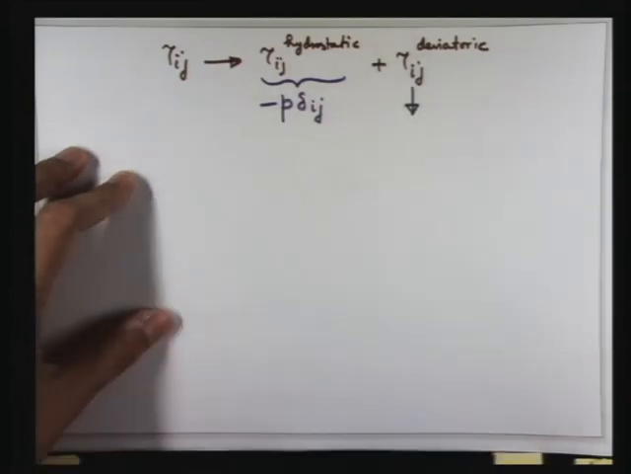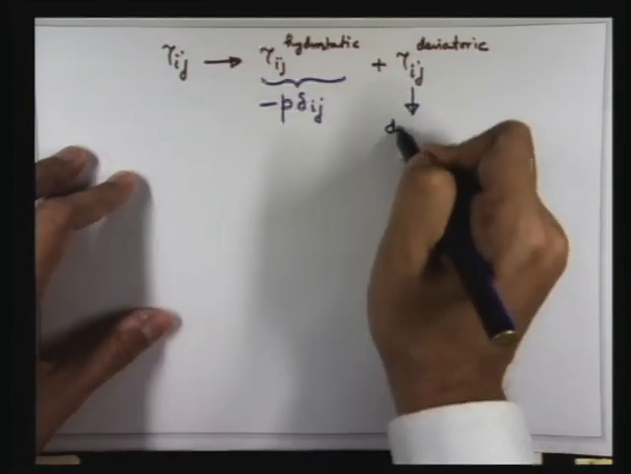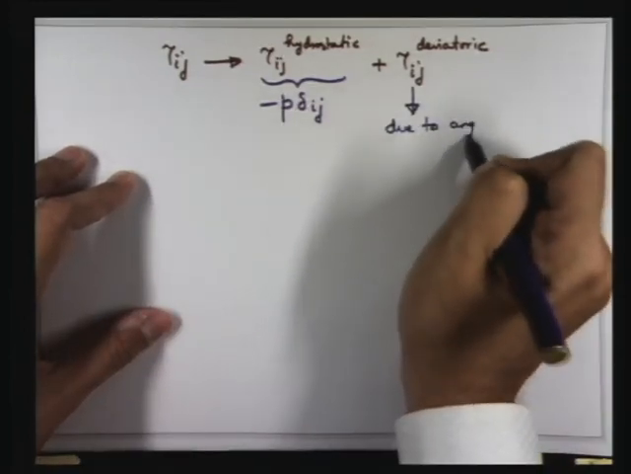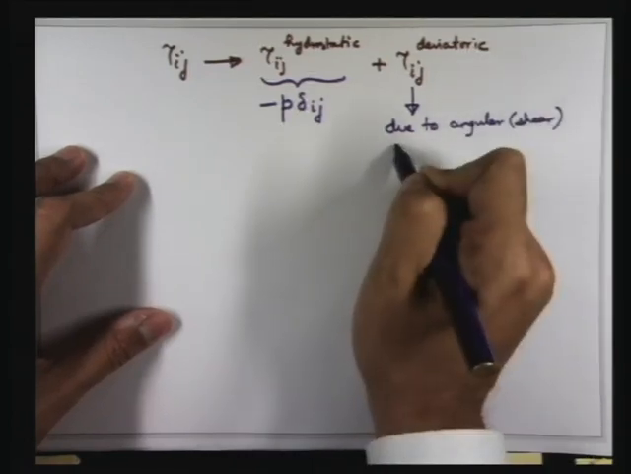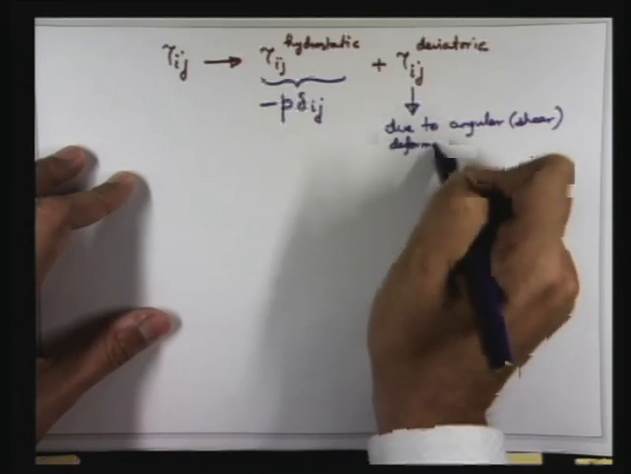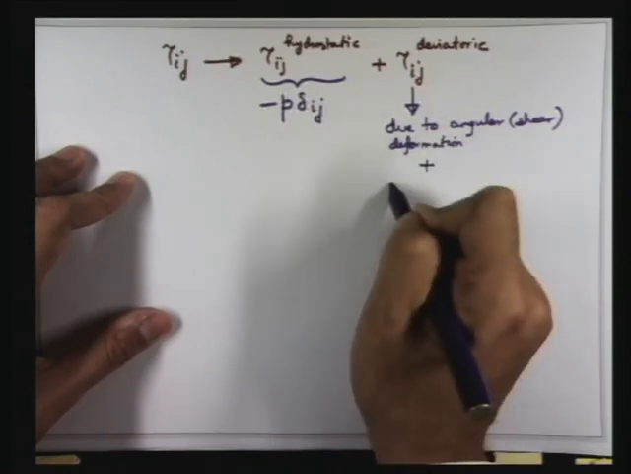What is that? Rotation. Because rotation sort of gives a rigid body type of motion effect that doesn't give rise to any deformation. So deformation is attributed to angular deformation as well as volumetric deformation. So I am just writing it qualitatively. So due to angular deformation or shear deformation plus due to volumetric deformation.